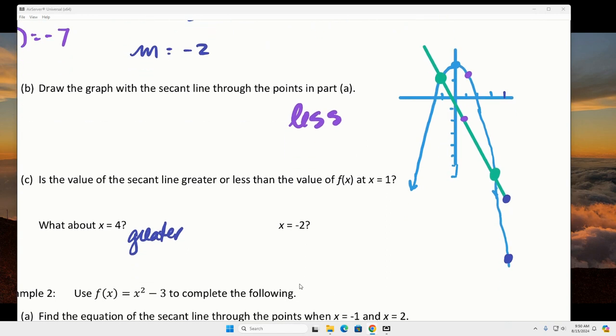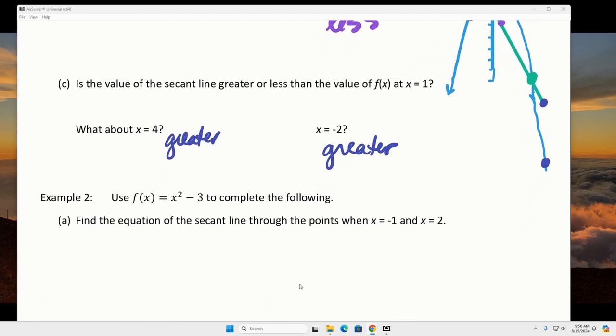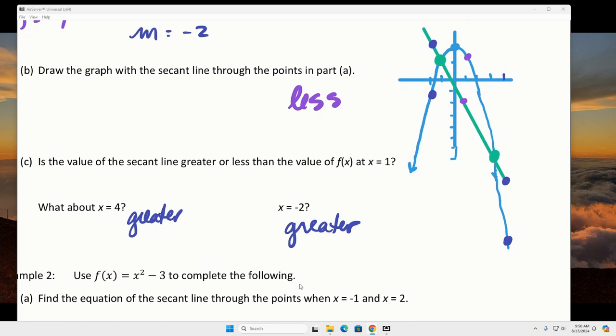All right, and then -2 is my other point. So it's going to be here, here. So for -2, the secant line is also greater. Okay, so we're going to do another one of these. If things are still kind of confusing, it's okay. Hopefully it'll click. But I want you guys to do A completely on your own for example 2. Find that secant line.